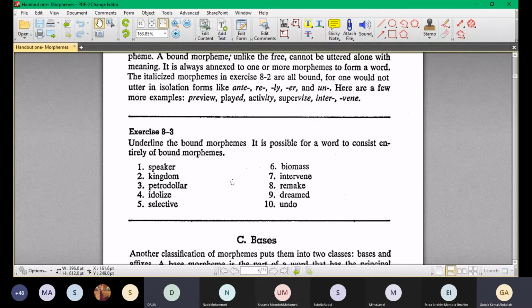Okay. Number one, where is the bound morpheme? ER. ER, well done, excellent. So the bound morpheme is ER, and why is it the bound morpheme? Because it can't stand alone. It can't stand alone. It must be added to another morpheme to form a word. Excellent, well done.